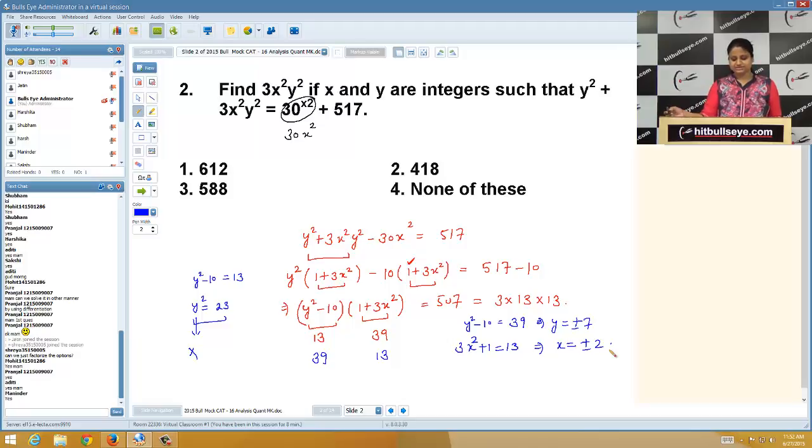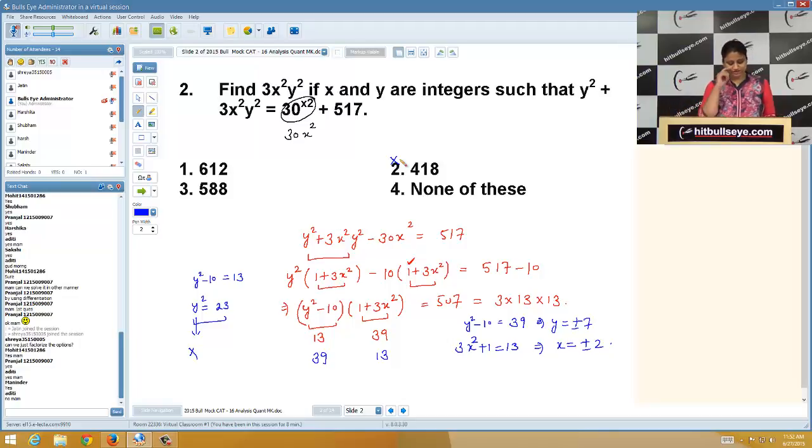Because of none of these, this question is difficult. Still any problem in this? Straight away we can neglect the second option. Why? Because this is not a multiple of 3. Is it okay with you? All of you? Should I move further?